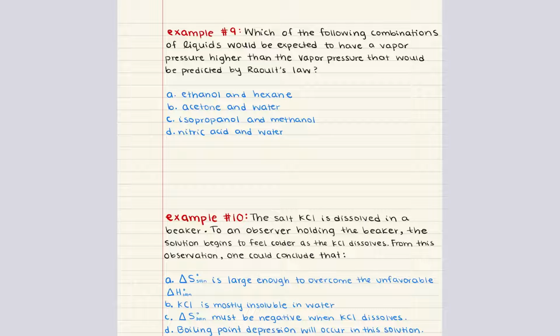A says ethanol and hexane. Ethanol can form hydrogen bonds due to the OH alcohol group it has. Hexane, this is a hydrocarbon. It is nonpolar. It does not form hydrogen bonds. The interaction between ethanol, which is polar, and hexane, which is nonpolar, will be weaker than the interactions within ethanol and within hexane. And so this is going to lead to a positive deviation. This is going to lead to an increase in vapor pressure. This matches what our question is asking. It's actually the correct answer, but I still want to work through the other answer choices.